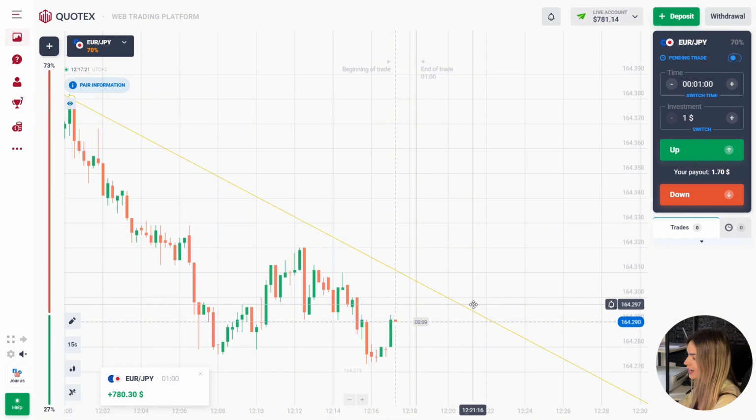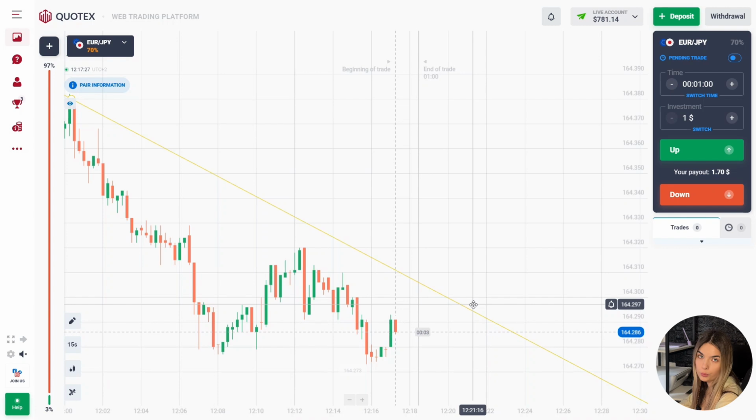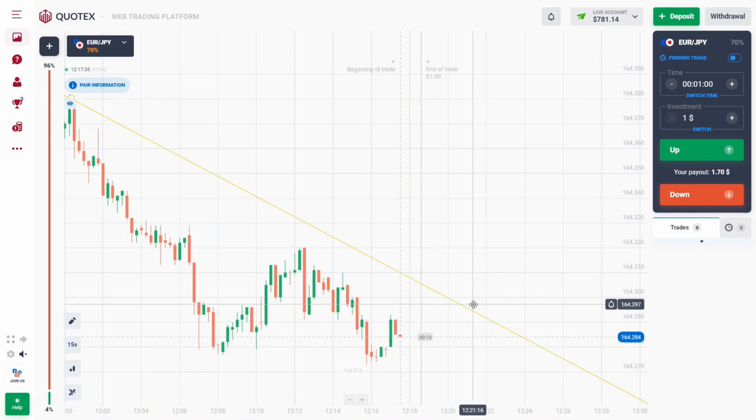Well, that's great, guys. As you can see, the price moves clearly according to my scenario and makes an upward pullback. Of course, in this deal we earned. Even 1 minute was perfect for us. So guys, let's continue.